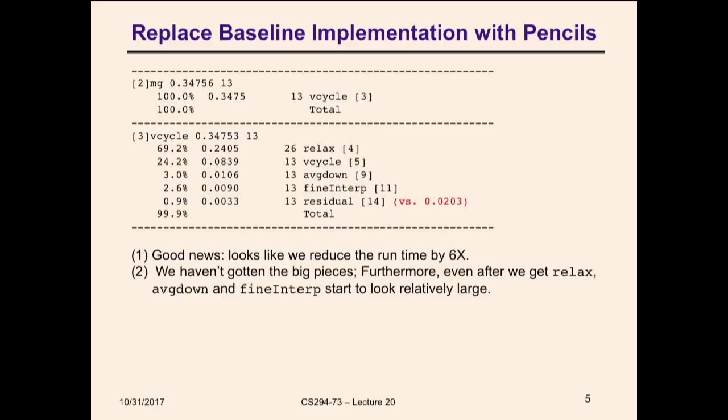Now, that's great, except that we haven't really tackled any of the big pieces. We have to do the same thing for relax, certainly. Just assuming that we're getting the same improvement in performance, if we knock down relax by a factor of 6, ignore the recursive call to vCycle, because that'll scale up or down presumably with how we do at the finest level, that'd be 0.04. That's looking promising, except that now what started out as something small, average down in fine interp, would start to look relatively large. So let's see what that looks like.